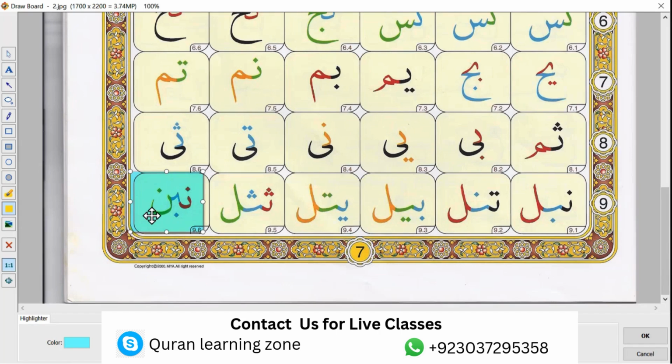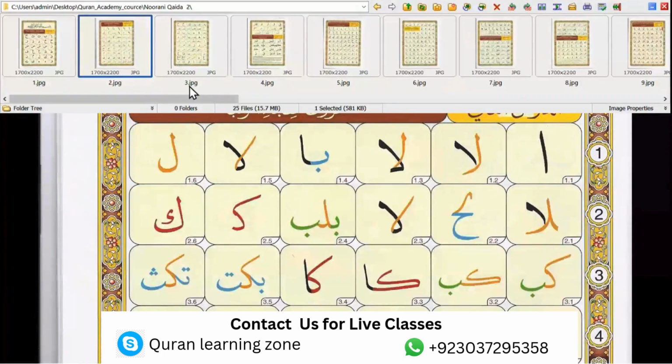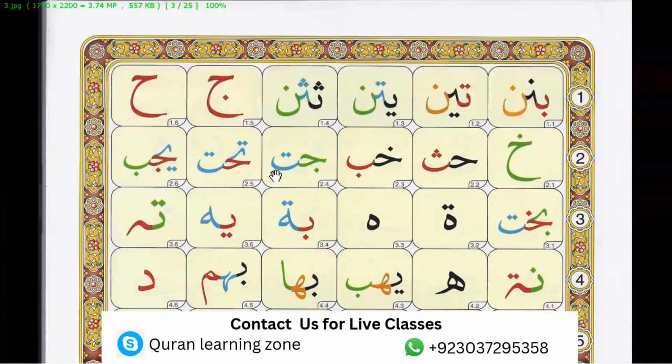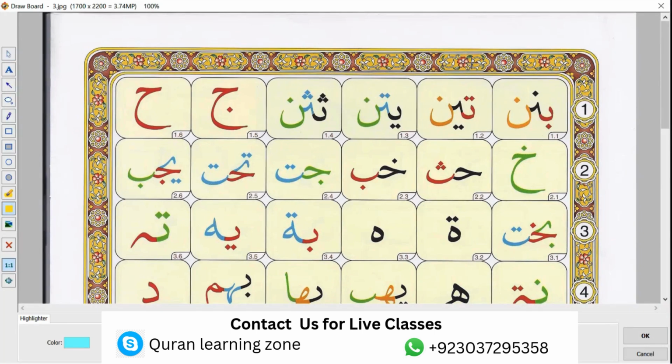And the next one noon ba noon, noon ba noon. Okay, so the next page is here. Okay, can you see? Ba noon noon, ba noon noon. Noon has two forms here. The first time it has a short shape, and the second one you can see here in the full shape. Ba noon noon, ba noon noon.